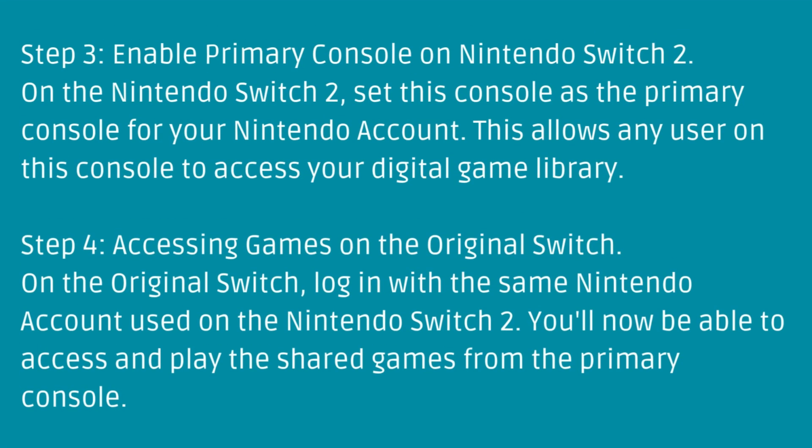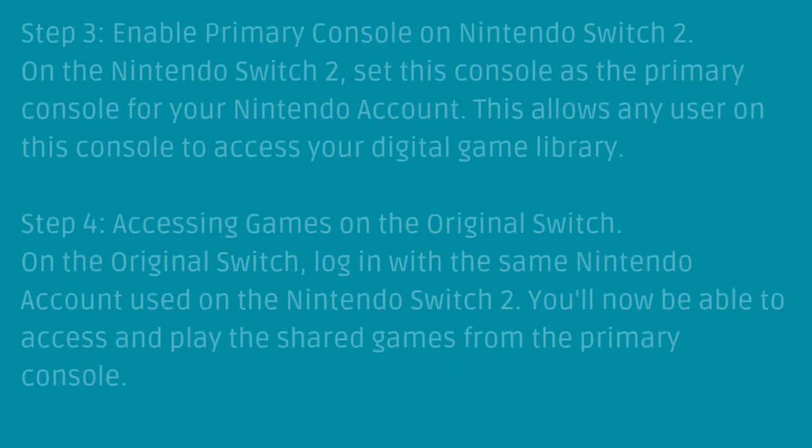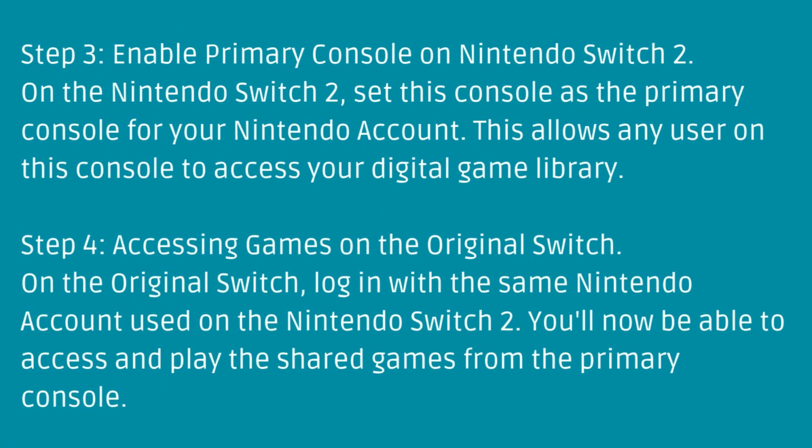Step 3. Enable primary console on Nintendo Switch 2. On the Nintendo Switch 2, set this console as the primary console for your Nintendo account. This allows any user on this console to access your digital game library.